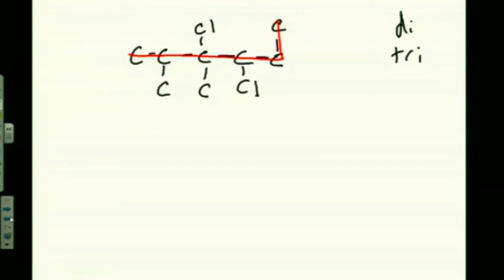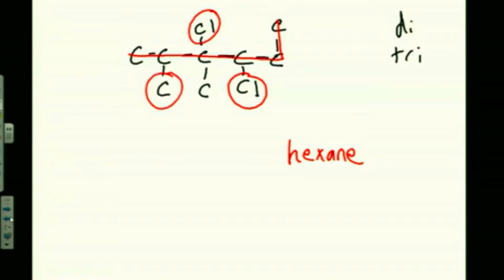So here I have 6. So this is hexane to start with. Which end do you think I should start numbering from? From the right or from the left? Left. Look, there's nothing over here on this end of the molecule, is there? Maybe we should start numbering from over here. Yes. 1, 2, 3, 4, 5, 6.